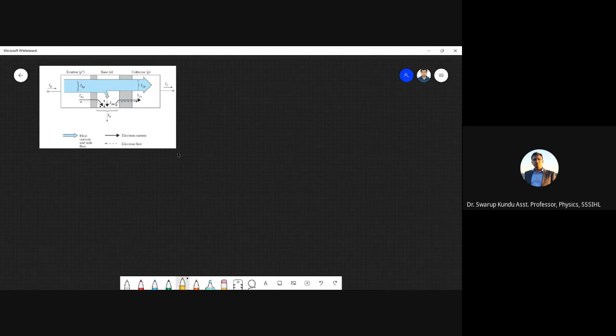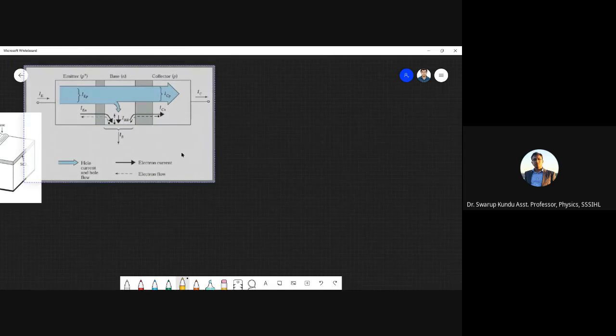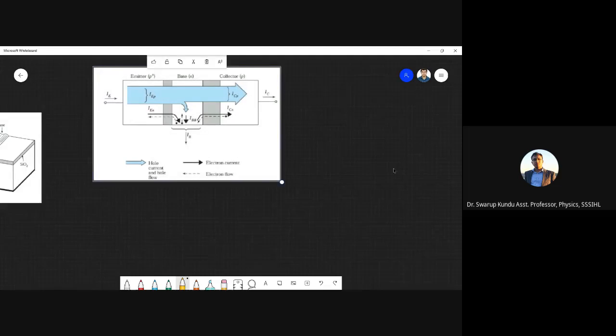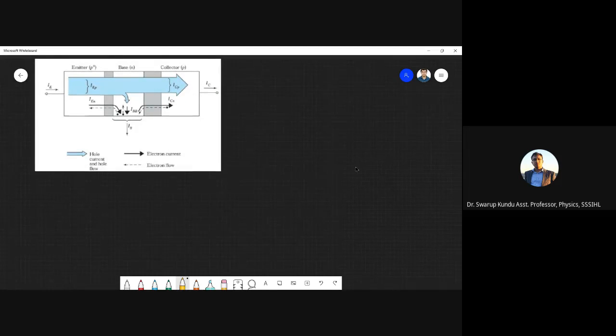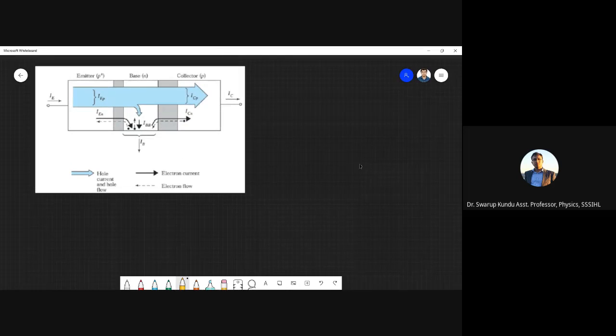Okay, so here I just took this figure from the book to understand better. I mean, make it easier. You can go faster. Okay.